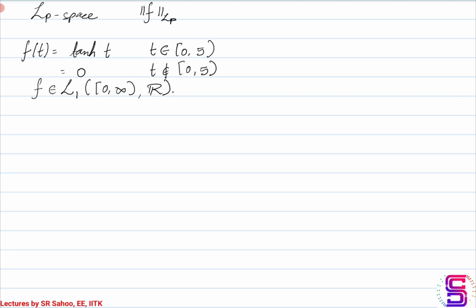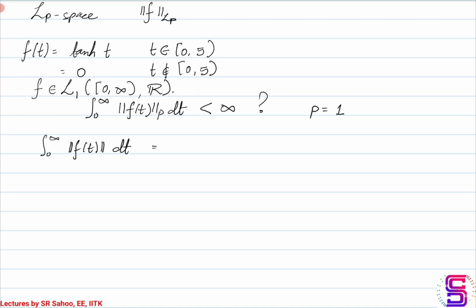To check this, we need to first see whether the integral holds or not. So we have to check whether the norm of f is absolutely integrable or not. Now here, for simplicity, we'll choose p equal to 1. So we are taking a 1-norm. So the integral from 0 to infinity of the norm of f of t dt is the integral from 0 to 5 of the norm of f of t dt.